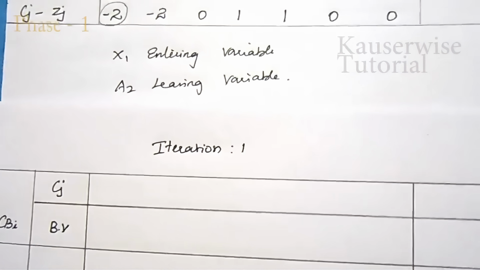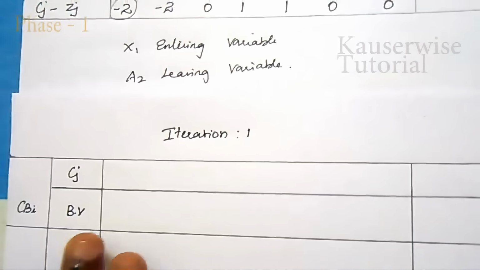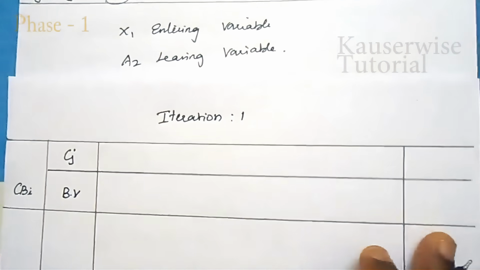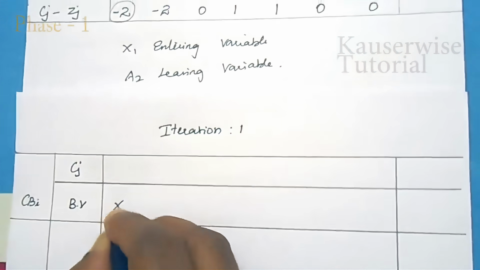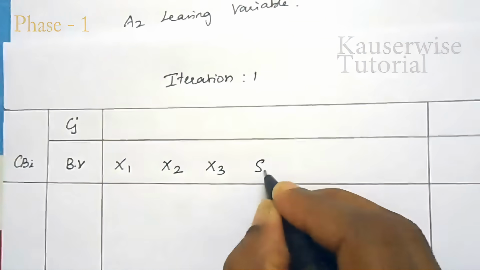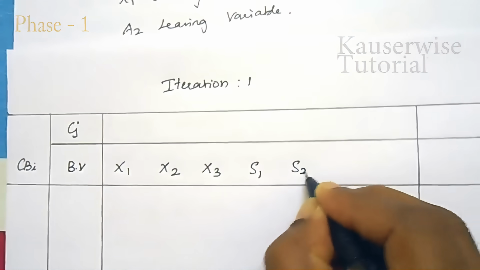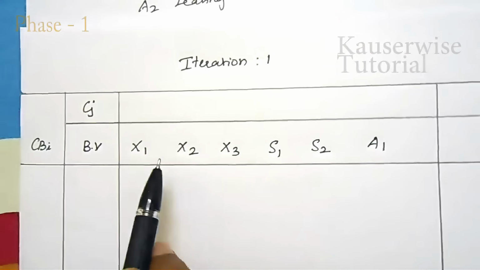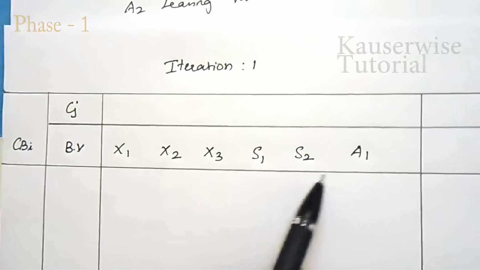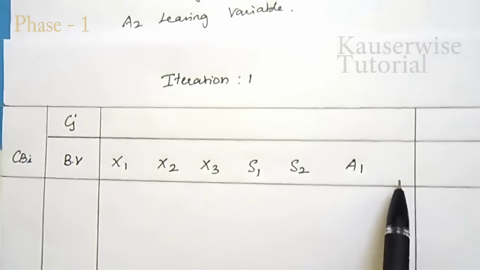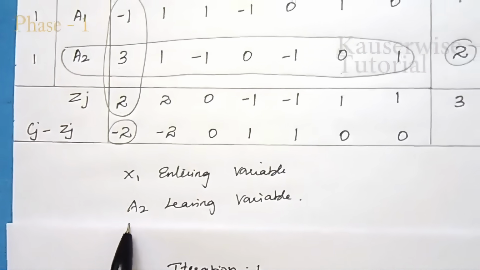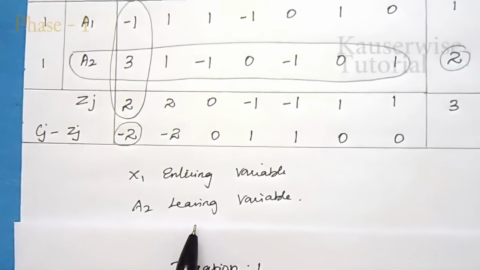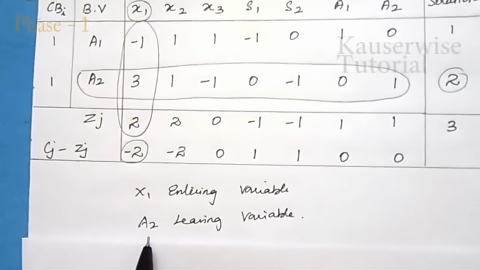Now we have to prepare the first iteration. In the first iteration, just write the basic variables: x1, s1, s2, a1. In the first iteration, write all the basic variables except A2. Why? Because A2 is the leaving variable. You need not put a separate column for the leaving variable.